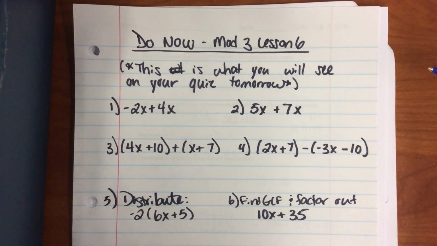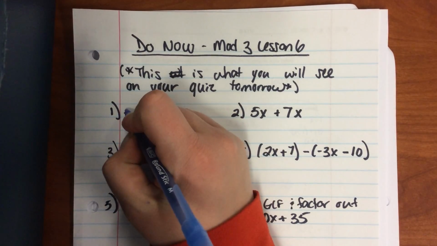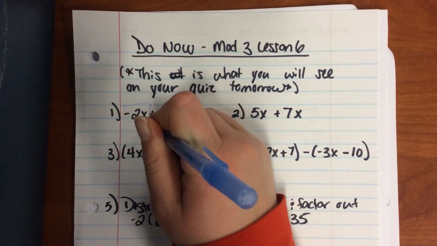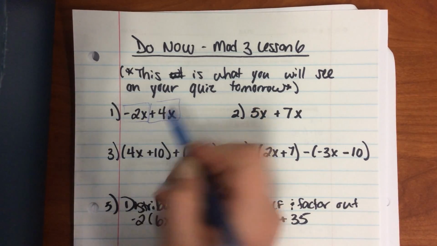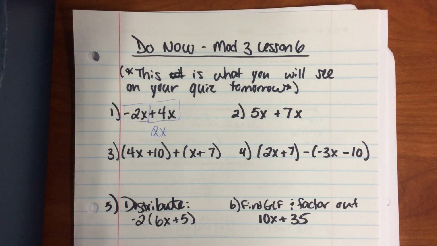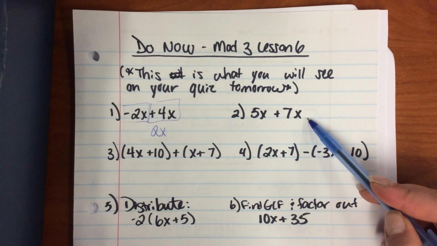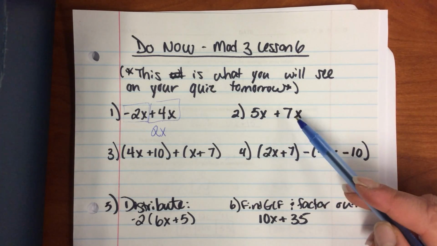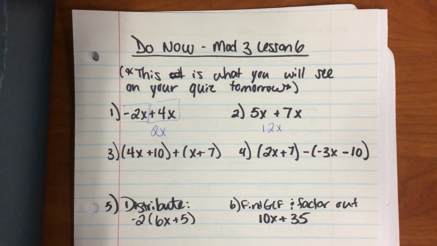So number 1 here, you're just combining like terms. So you have negative 2x plus 4x. So both of these are actually already like terms. I don't need to do anything crazy here. So I have negative 2 plus 4, which is going to be a positive 2. And then I keep my x. All right, 2, we have 5x plus 7x. So if you have 5 x's and then you have 7 more x's, you have 12 x's.